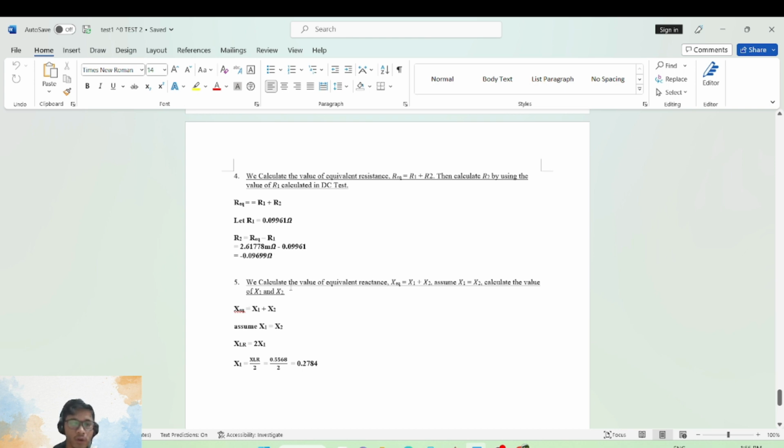The next is we have to calculate the value of the equivalent reactance, which is S equivalent equal to S1 plus S2. So this is the formula. So, first of all, we have to assume the S1 is the same as S2. So the calculation is S equivalent equal to 2 times S1. So S1 equal to SLR divided by 2. So 0.5568 divided by 2. So the S1 that we get is 0.2784. So this is the calculation that we get for the S1.